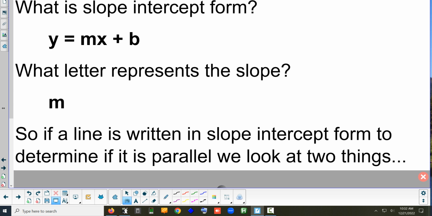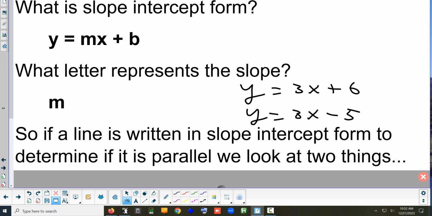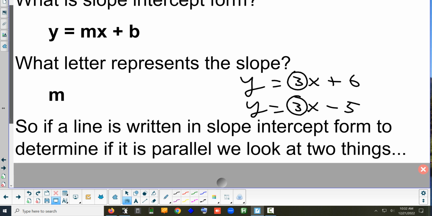So if something is written like that and we want to know if it's parallel, let's say I gave you these two things. I may ask you the question, are those two lines parallel? You have to look at two things. First, you have to check the slopes. What do the slopes have to be if those lines are going to be parallel? Yeah, they have to be the same.